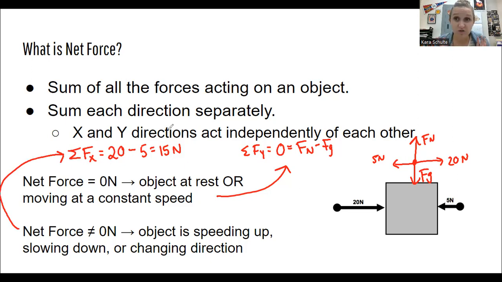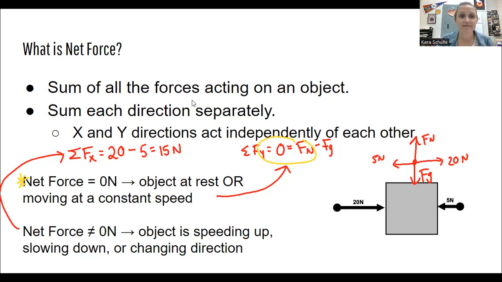Now, we don't know which one of those it is because we don't know any information about the box. We don't know if the box is moving to the right or to the left, or if it's momentarily changing direction. However, I do know that the box has a positive net force of 15. For this lesson, we are going to focus only on when they're balanced, so when it's equal to 0. So this is the focus of this lesson. The not equal to 0 is our unbalanced forces lesson.